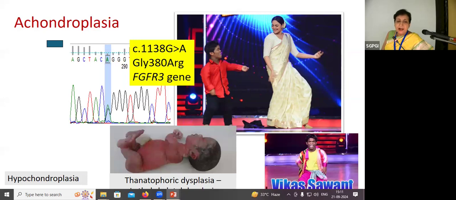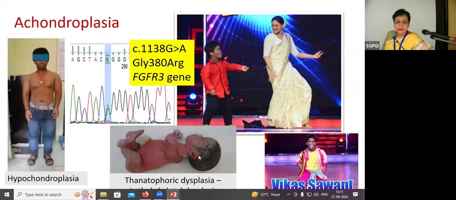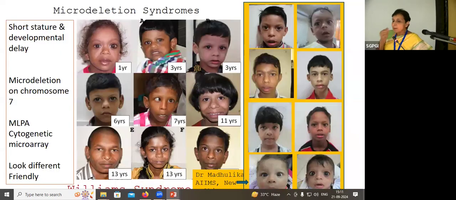But there are other allelic disorders of this FGFR3 gene, like the lethal skeletal dysplasia thanatophoric dysplasia, and the mild short stature of hypochondroplasia. They will not have the same mutation. You will have to do other testing. You will have to sequence the whole FGFR3 gene. Then coming to some other disorders where there is no single point mutation.